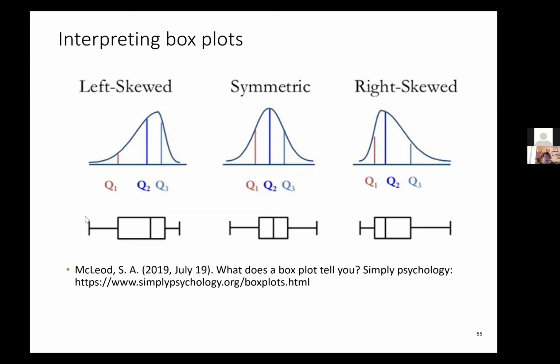You can also tell if your data is skewed or not from your box plot. So you can see in this first graph, the median, or the second quartile, is kind of far to the right. That means you're skewed to the left. In the second, the median is smack dab in the middle. That means your data is symmetric. And in the third one, you can see that median, or that second quartile, is kind of pushed to the left. That means your data is skewed to the right. So if your median is pushed to the right, you're left skewed. If your median is pushed to the left, you're right skewed.